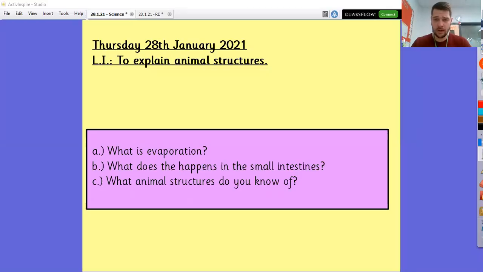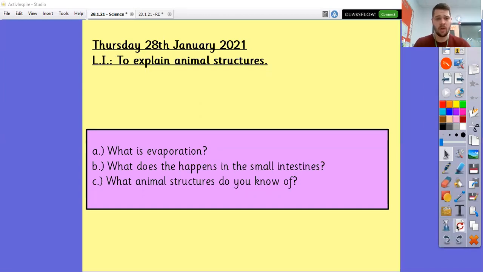So, for science, we're going to build on that fun research that you did into animal structures on Tuesday. Before that, though, a few questions to think about. Again, like always, you don't have to necessarily write these down, just be thinking about them.